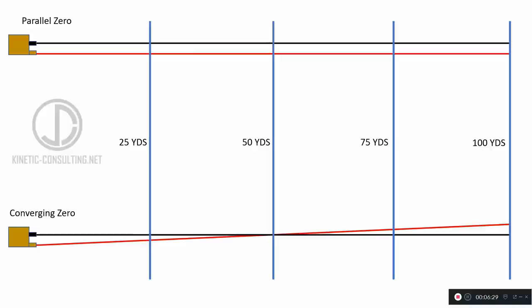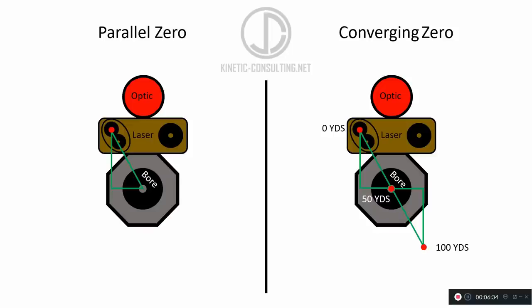All right, moving on to a little better description of what it looks like from the front end. A parallel zero is on the left-hand side where it's labeled. You can see optic, laser, bore. But what you see here is your laser and your bore, the relationship between them, and the offset. That offset is continuous, all right? It's never going to meet with the bore like your optic does or like a converging zero does. It is a consistent offset zero.